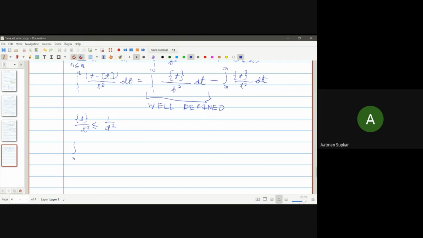Integration x to infinity 1 by t square dt, that is minus 1 by t from x to infinity. This is just 1 by x. So this term is always positive, so the integral will always be positive. This is between 0 and 1 by x. So what we can say is it equals O of 1 by x.